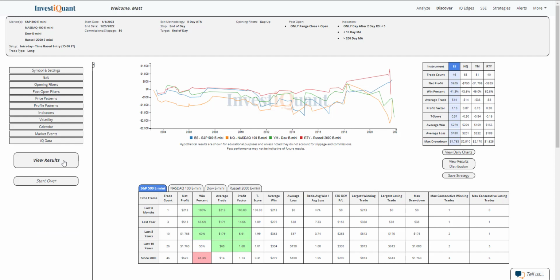Win rates on these coming in a touch weak. So the S&P coming in at 41% of these have closed above that 3 p.m. price. For the NASDAQ, it's 44%. For the Dow, 49%. For the Russell, 53%.